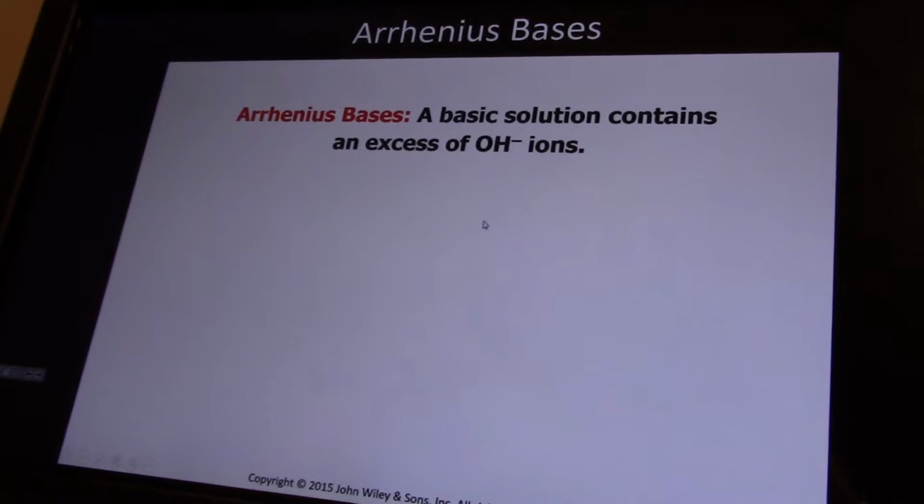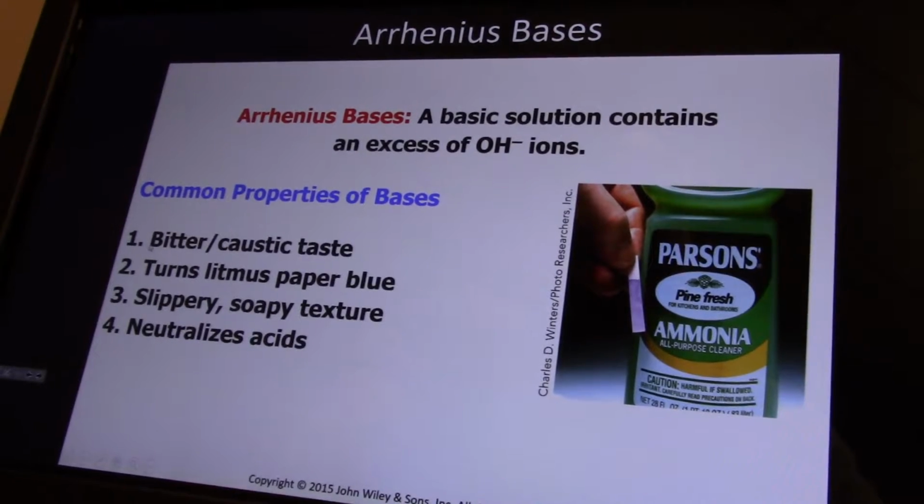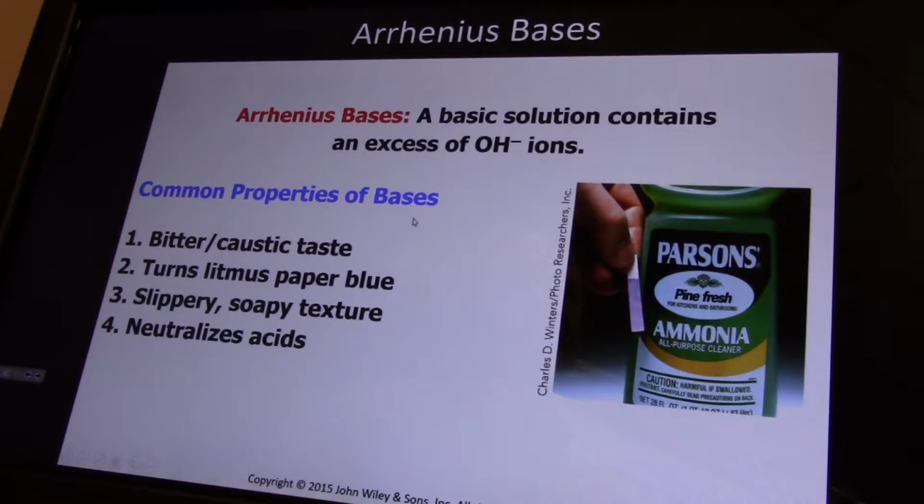Arrhenius bases: a basic solution has an excess of hydroxide ion. Bases are bitter to the taste. They turn litmus paper blue, and they have slippery, soapy textures. Now, this is actually one of the reasons why bases can be more dangerous than acids: if you get an acid on your body, you can tell right away.